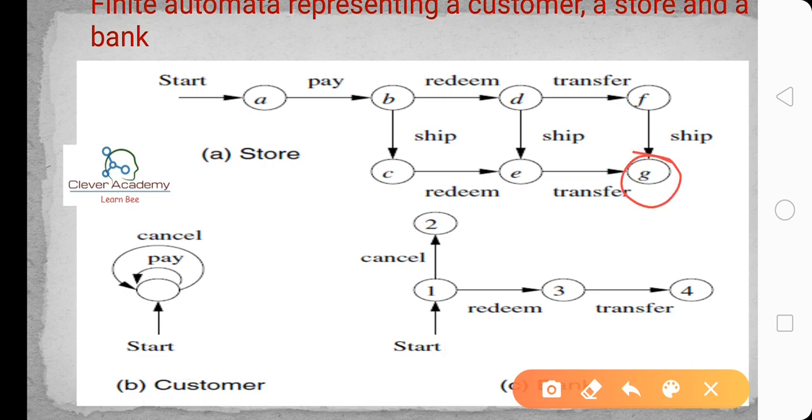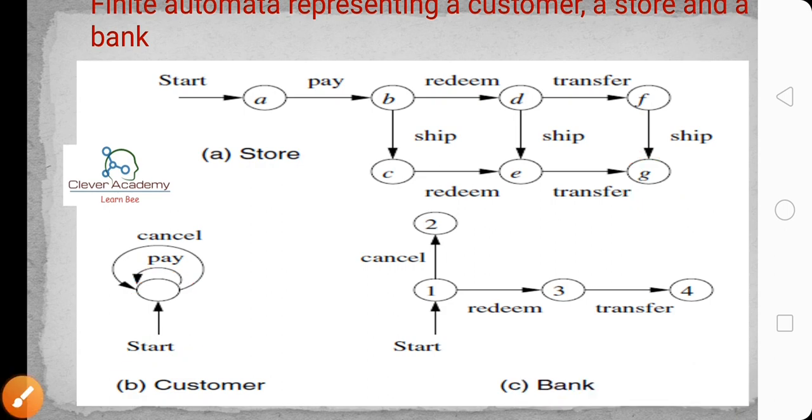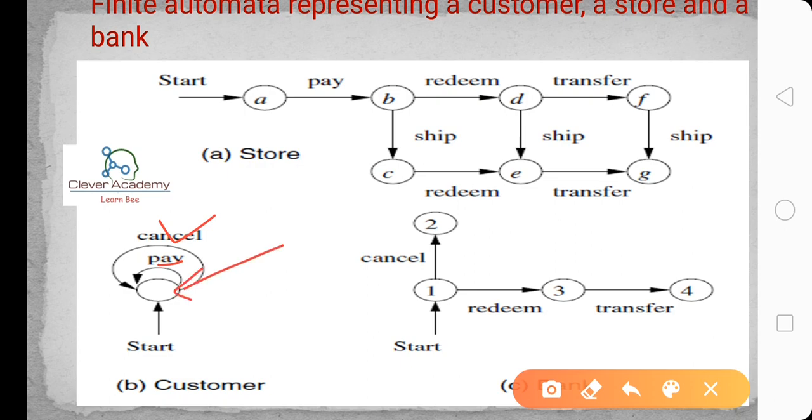Suppose G is the final state, so I can represent Z with a double circle. At the start, you have only one state, so you can make that a double circle. So you are starting and ending on the same thing. Customer wants to pay, he may pay. Customer wants to cancel, he may cancel. So only the customer themselves, it's a self indication. And next, this is the bank. The bank wants to start, they will start. They want to cancel it, they can cancel it. And next they want to redeem, you are moving from redeem and then transfer.